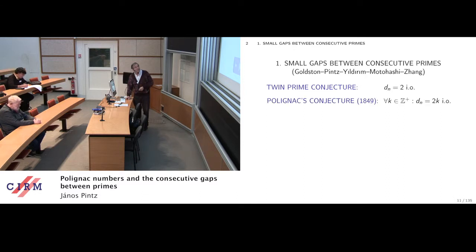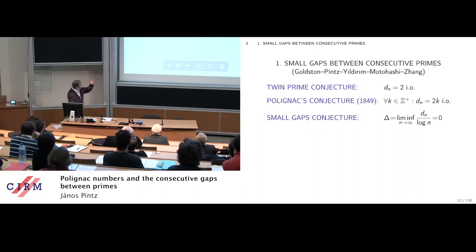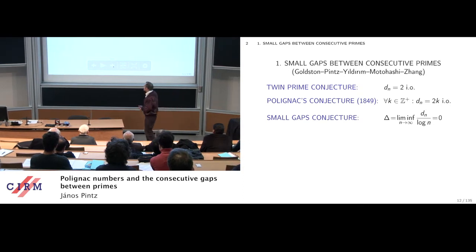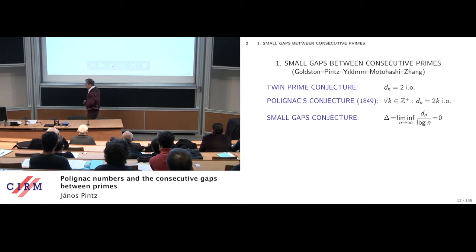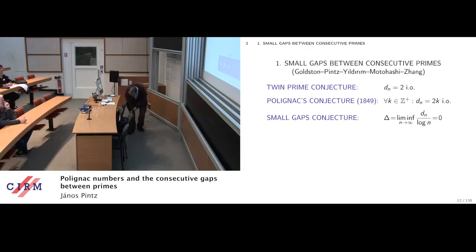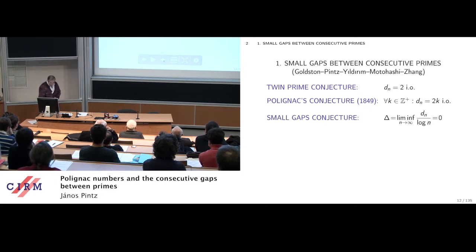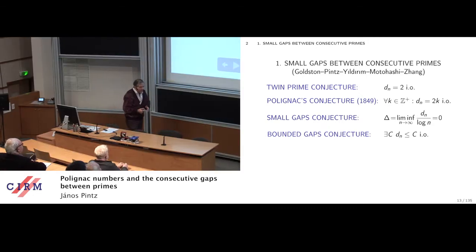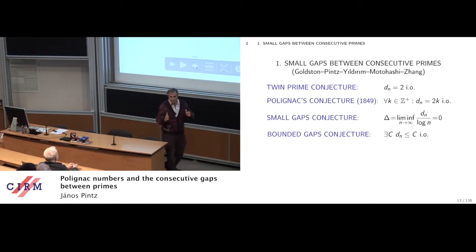So I repeat now the twin prime conjecture, Polignac's conjecture. We call the small gaps conjecture that we have arbitrarily small gaps between consecutive primes compared with the average gap size, which is log n. So this delta means that the relative, normalized size of the difference of consecutive primes can be as small as we want. This is naturally still far from the bounded gap conjecture, where we introduced that there is a constant such that the consecutive prime differences are less than this constant infinitely often.